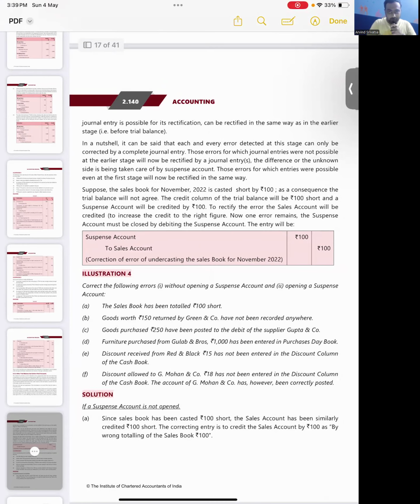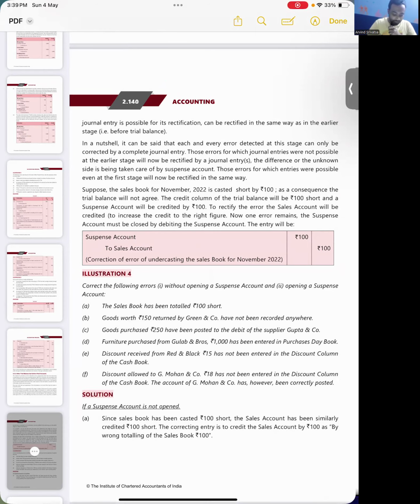Basically, without using the suspense account, you just need to write the narration, whether it will be debit or credit, like to or by. Similar to illustration 1 where they had given the language, this is easy, I won't be doing this. Second is opening suspense account. Opening suspense account is where we need to apply our brain, so I'll be doing this.